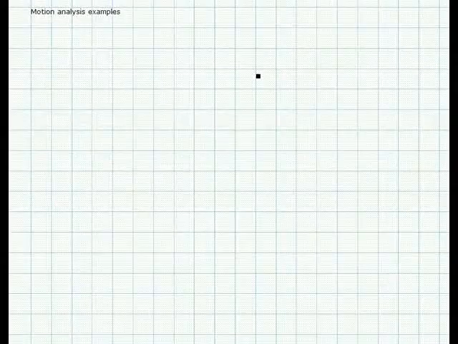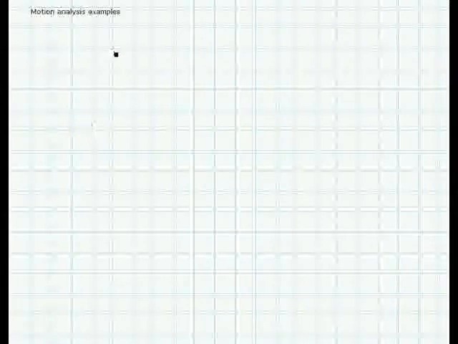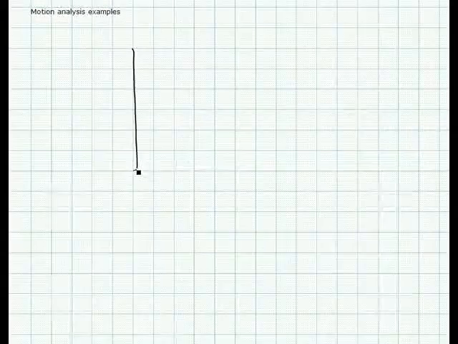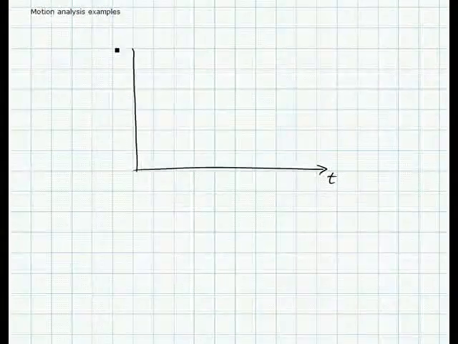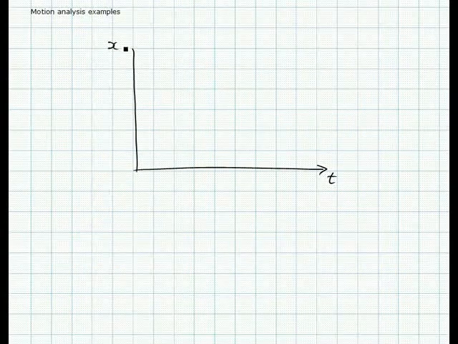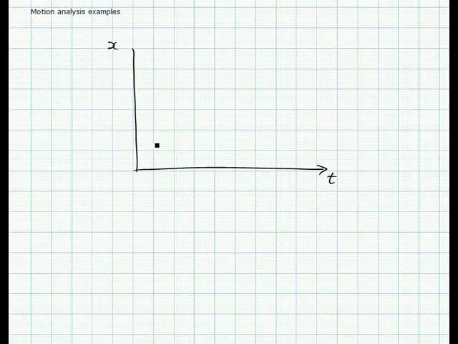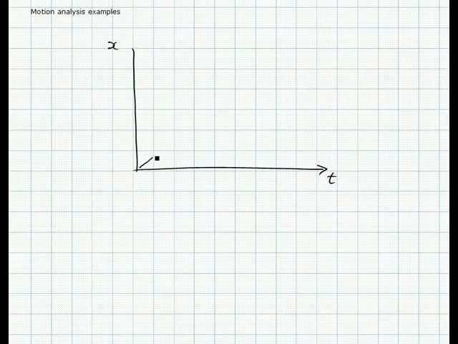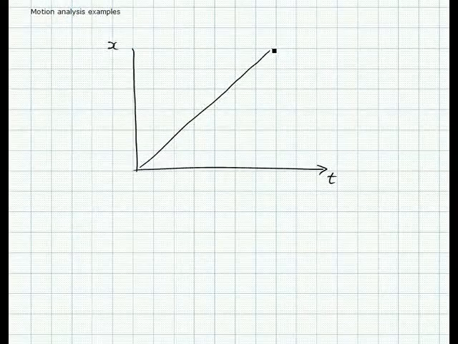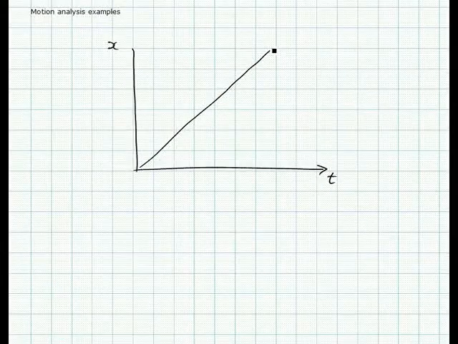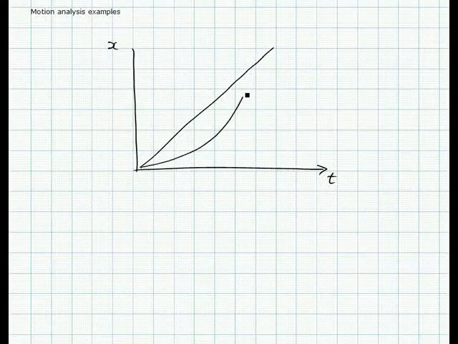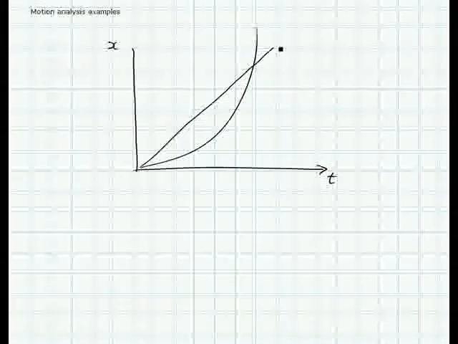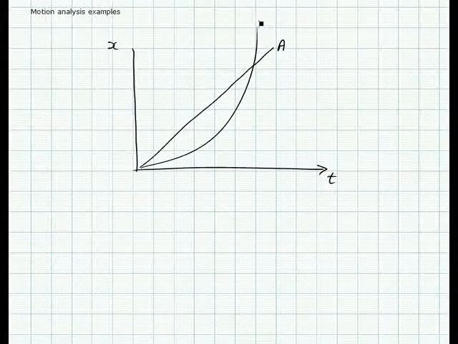First of all, let me draw a position versus time graph for two objects. So let's say this is time and this is position X, and the first object's position versus time plot looks something like this, a nice straight line, and the second object's position versus time plot looks something like this. So we call the first object A, the second object B.